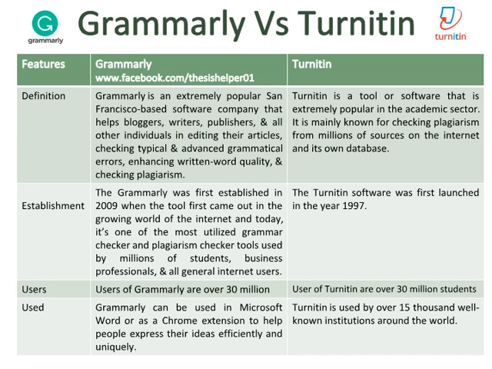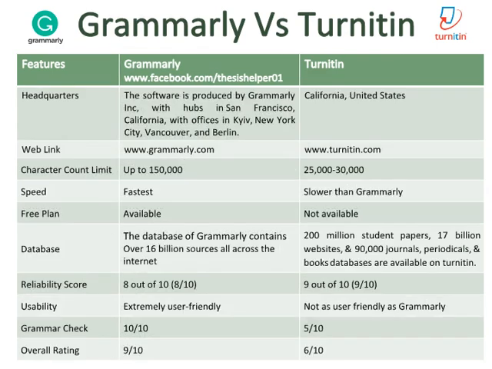Grammarly can be used in Microsoft Word or as a Chrome extension to help people express their ideas efficiently and uniquely, while Turnitin is used by over 15,000 well-known institutions around the world. The software is produced by Grammarly Incorporation, with hubs in San Francisco, California, with offices in Kyiv, New York City, Vancouver, and Berlin, while headquarters of Turnitin is in California, United States.